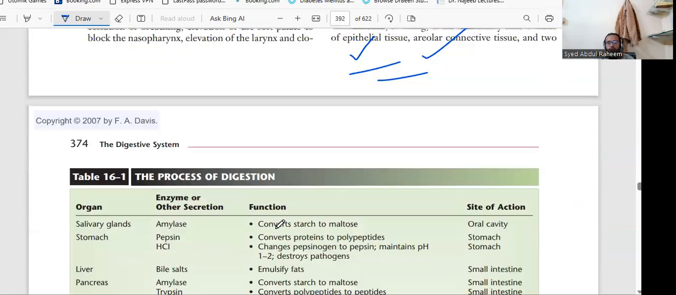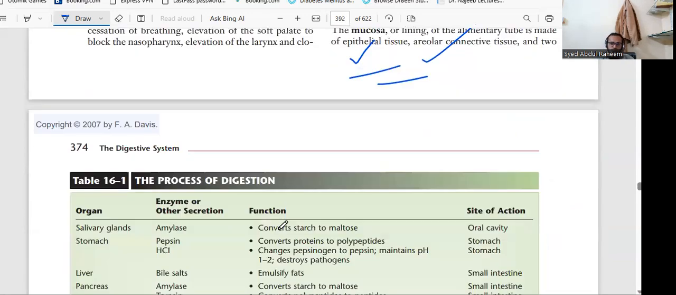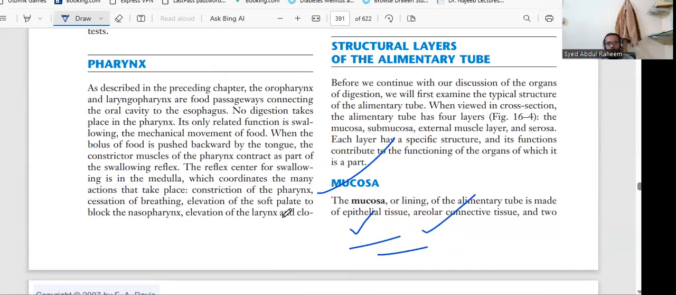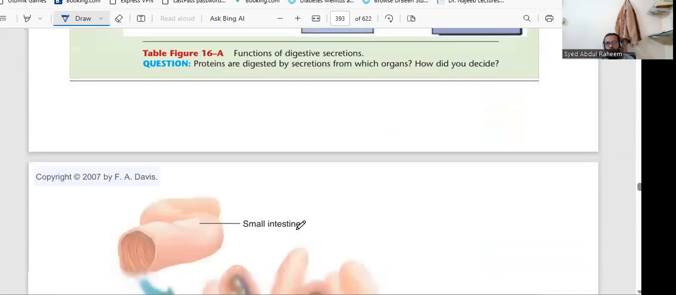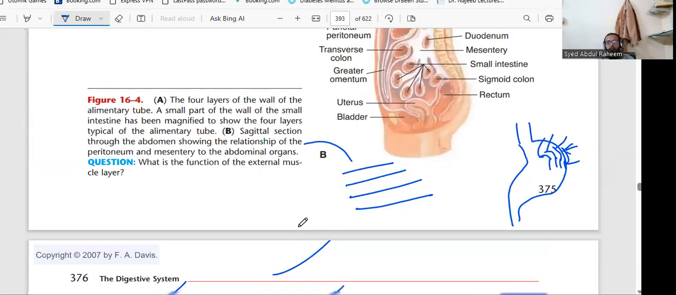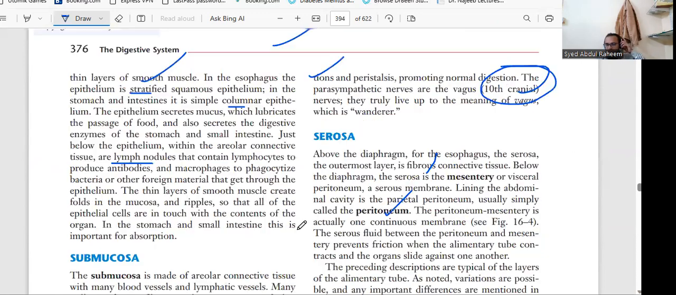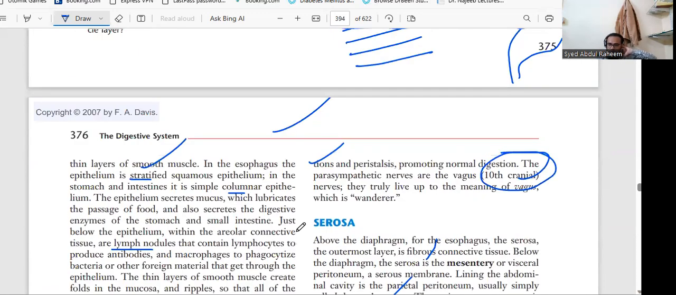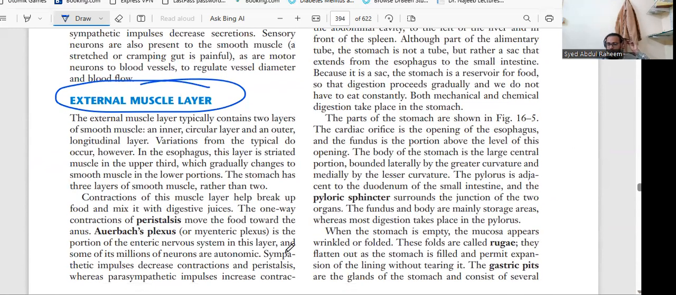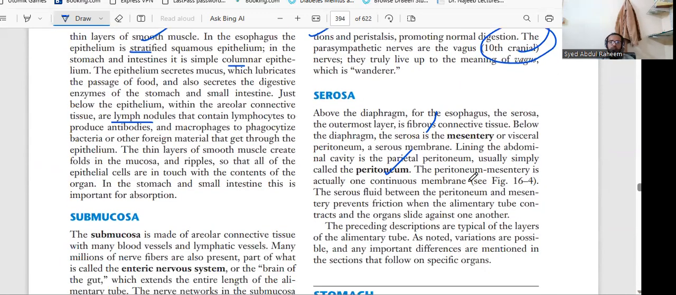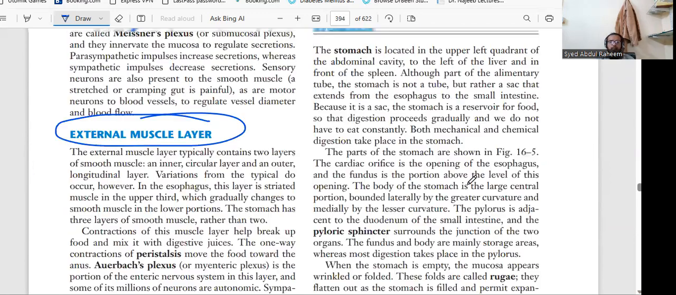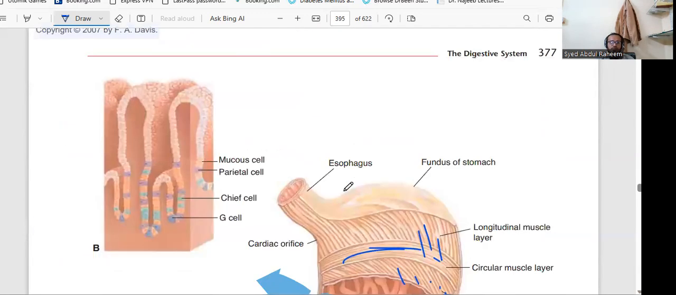You have to remember mucosa, submucosa, muscular, and serosa. Mucosa has two things: mucus and digestive enzymes, and the other thing is the defense mechanism. Submucosa has blood supply, vessels, and nerves. The muscular layer has peristaltic movements and a bunch of nerve supply, the myenteric plexus, and we have the serosa, which helps all these layers. Next, how we have to study the stomach.